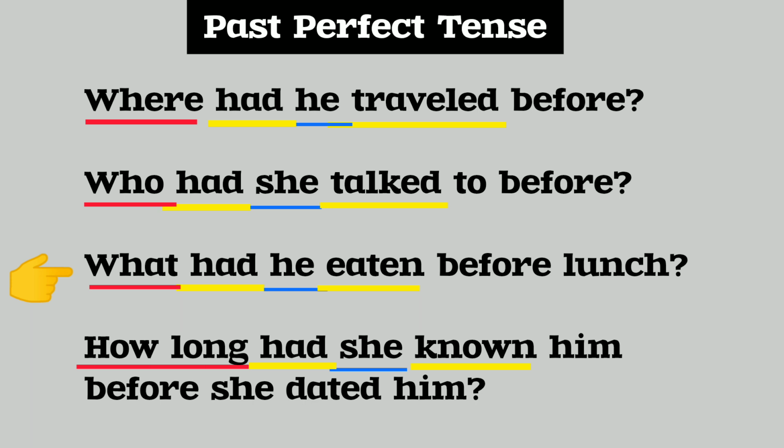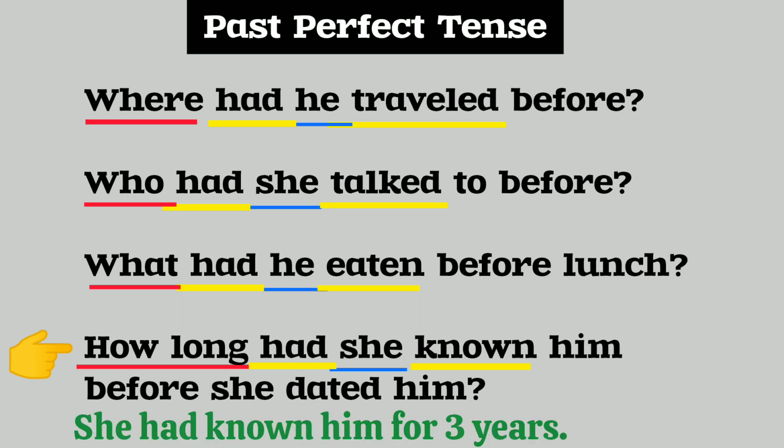Next, what had he eaten before lunch? The answer could be he had eaten a burger. The last one, how long had she known him before she dated him? The answer could be she had known him for three to four years.